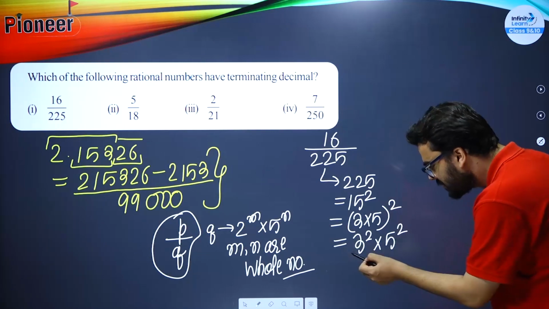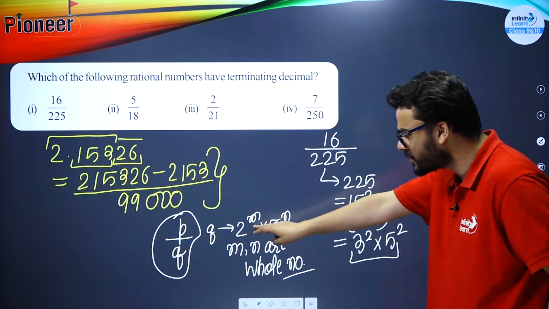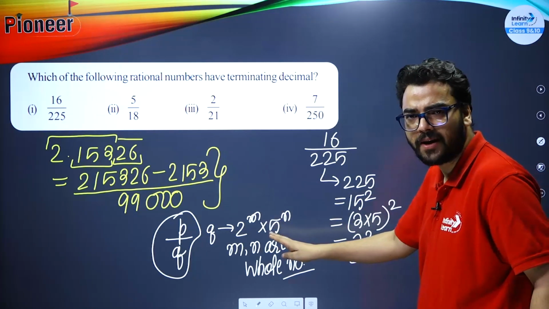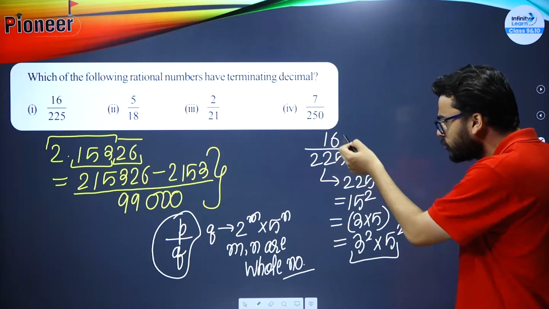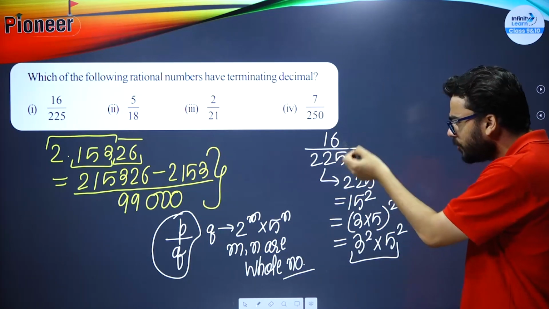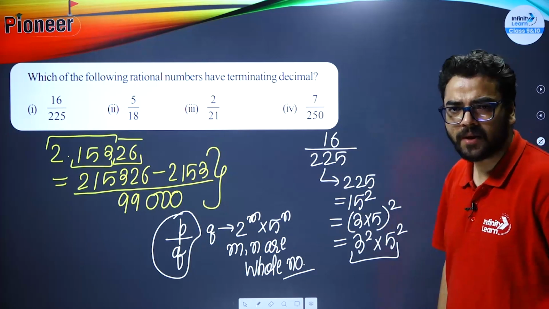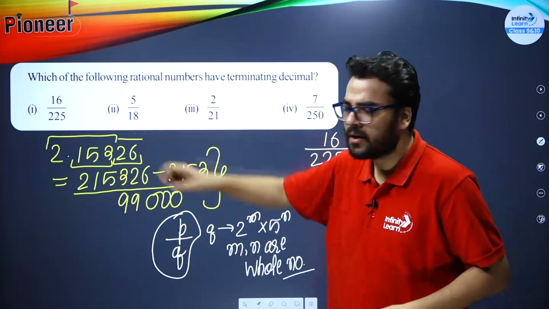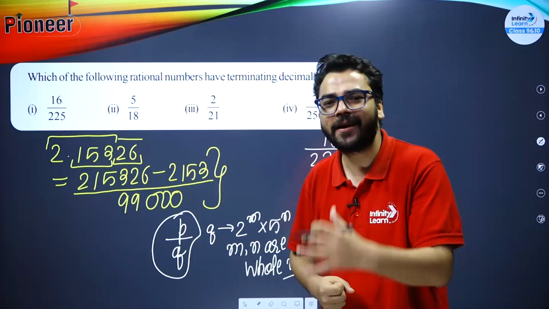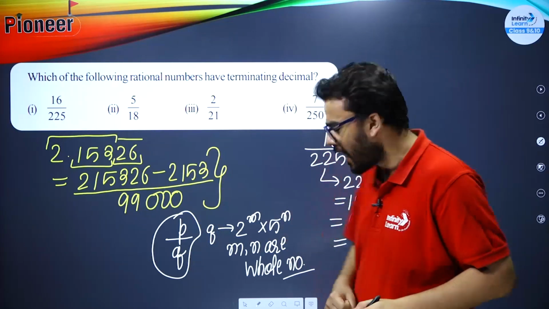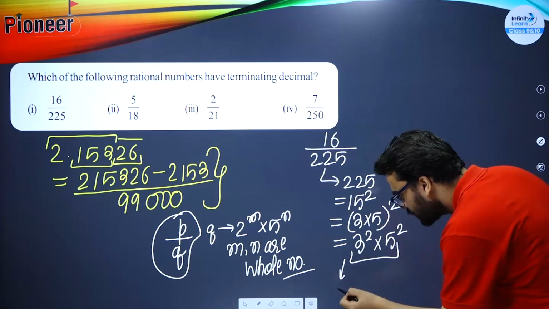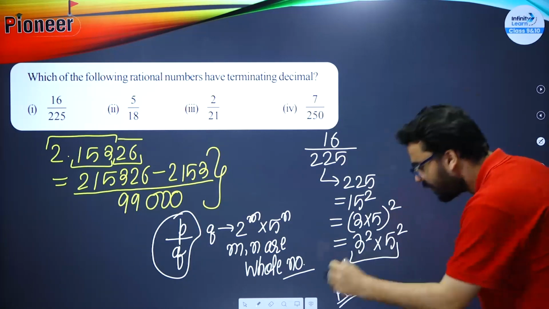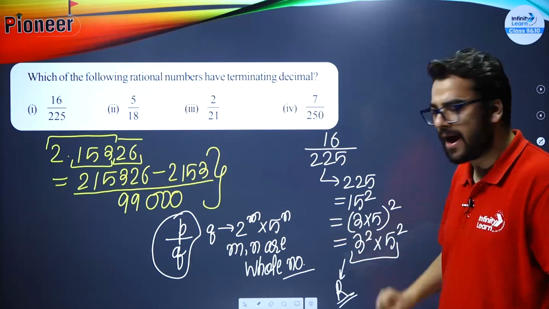So, you see this is not of the form 2 raised to the power m, 5 raised to the power n, and we have already checked that there is no common factor in the numerator as well as the denominator. So, you will say that this number will have a non-terminating recurring decimal representation.